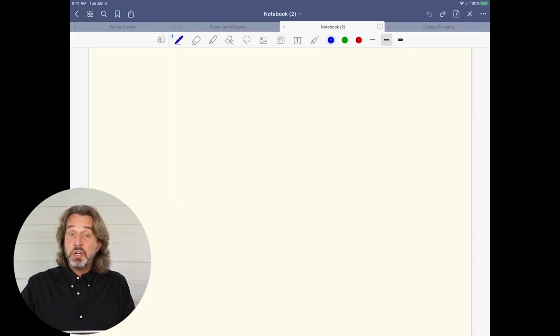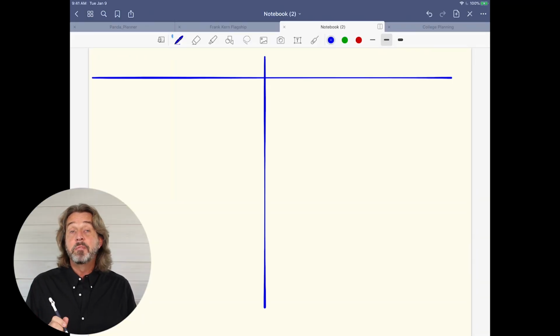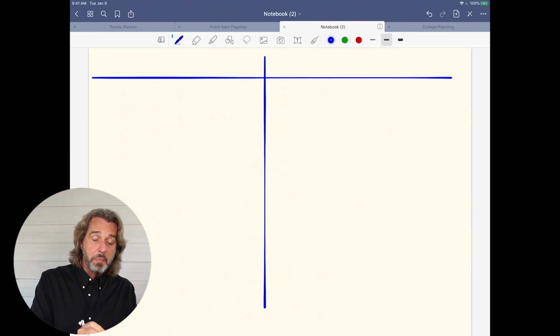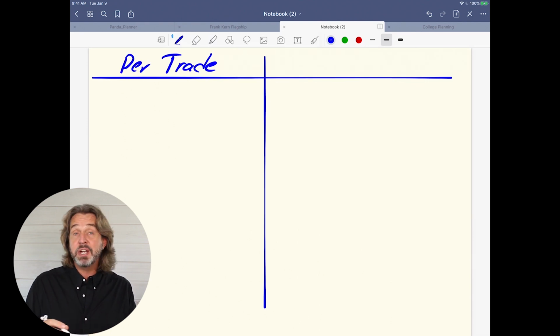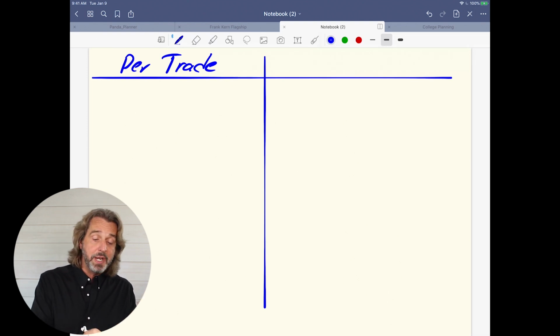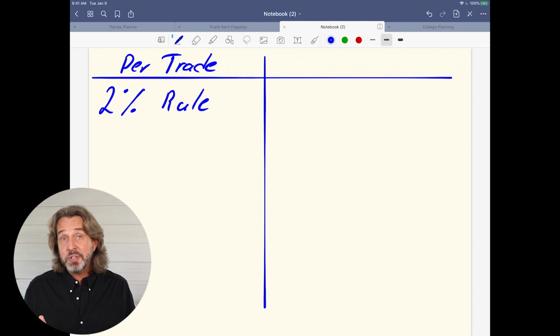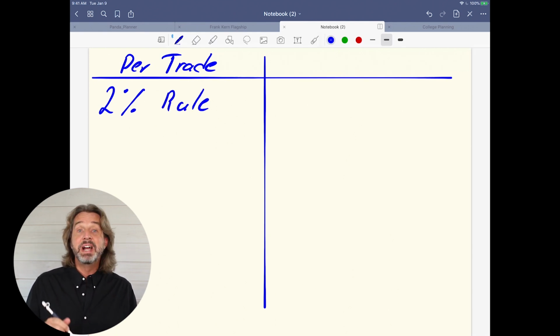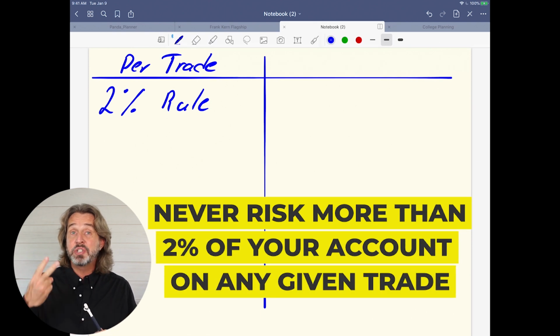So first of all, when we talk about placing a stop loss, there are two things that you need to keep in mind. First of all, we are looking at a stop loss per trade, right? So if you're entering a trade, you need to limit your risk. And this is where we are looking at the 2% rule. What does the 2% rule mean? The 2% rule means never risk more than 2% of your account on any given trade.